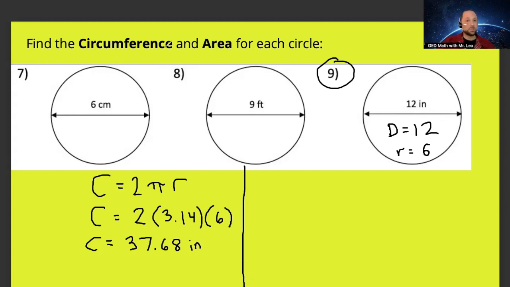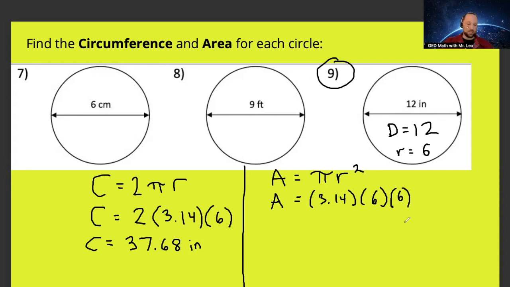All right, let's do the area now. Start with the raw formula. A equals pi r squared. Remember, they're going to give you this formula. You just got to know where to find it, how to use it. A is going to be our answer. Pi is 3.14. Radius is 6, as we figured out. It's going to appear 2 times because of the 2 in the formula. Radius squared means radius times radius. 3.14 times 6 times 6 in the calculator.